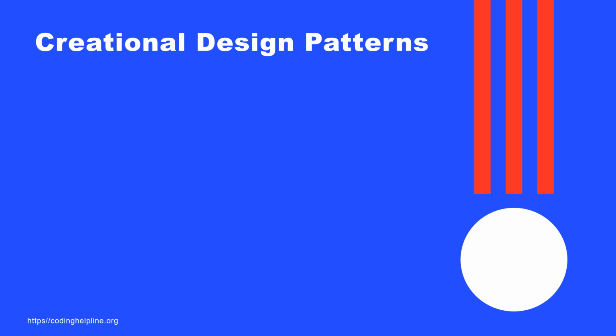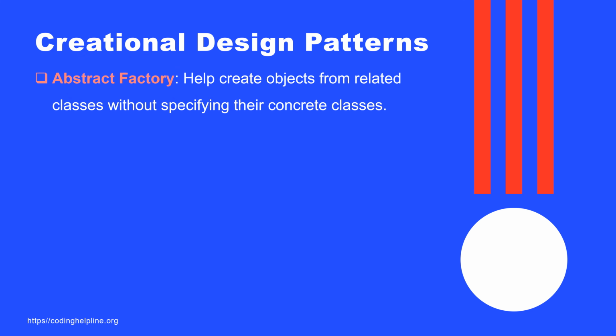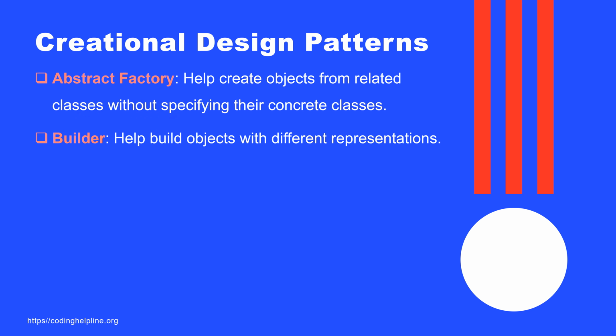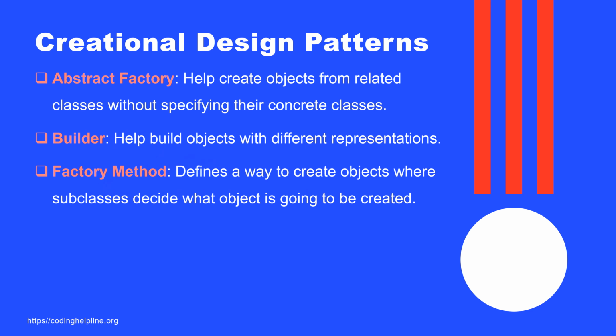Now, creational design patterns. Abstract factory. This design pattern helps create objects from related classes without specifying the concrete classes. Builder pattern. This design pattern helps build objects with different representations. Factory method. This method defines a way to create objects where subclasses decide what kind of object is going to be created.